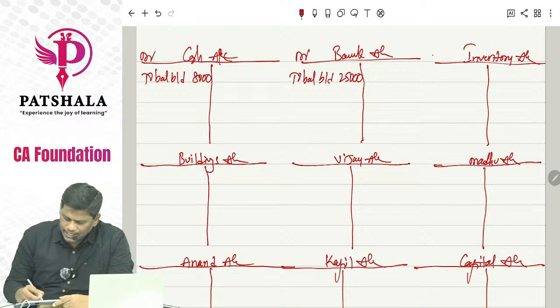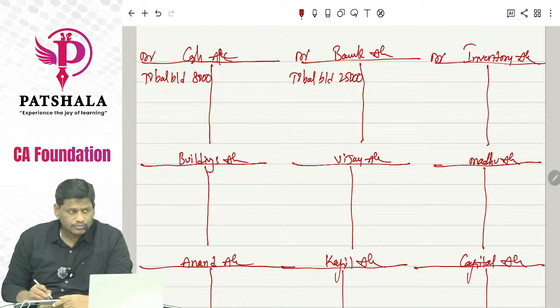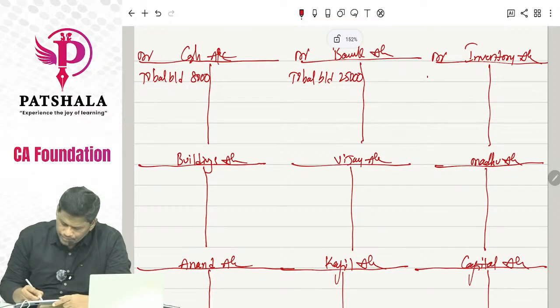Inventory is what for us again? Asset. Go to the inventory, third account. Write in the date column again 2022 January 1st. Write again 'To balance brought down'. How much? 20,000.